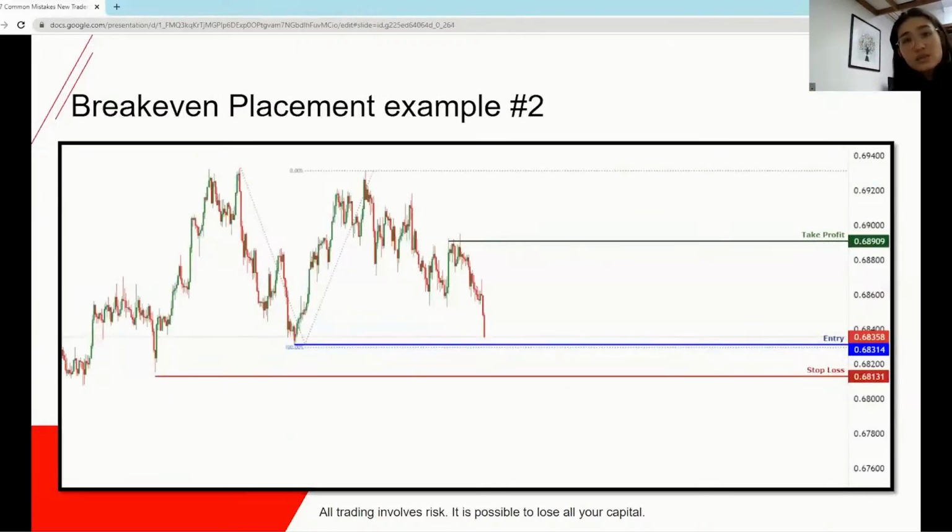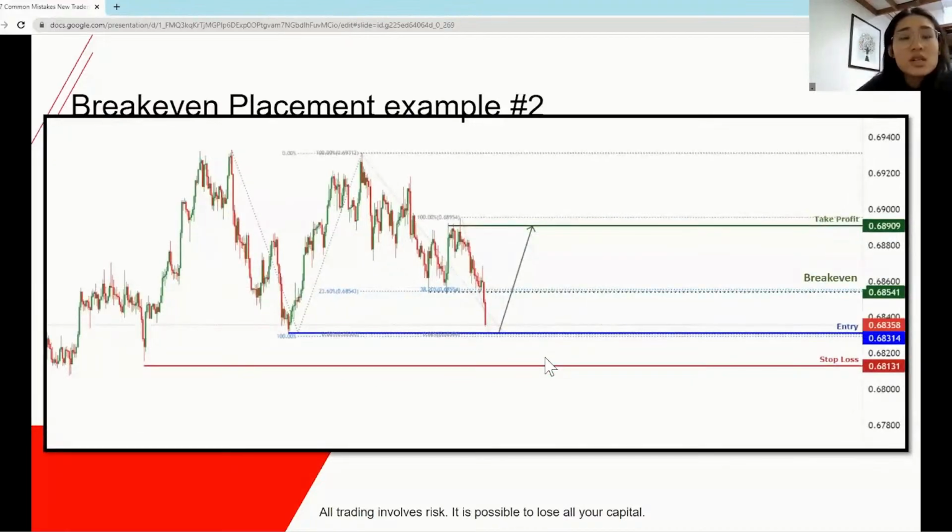Here's another example. Our entry is here. We're expecting price to hit towards our take profit. Here's our break even. But you can see, similar to our partial profit example, price shows us that the 23.6% retracement and 38.2% retracement line up nicely with this break even level.